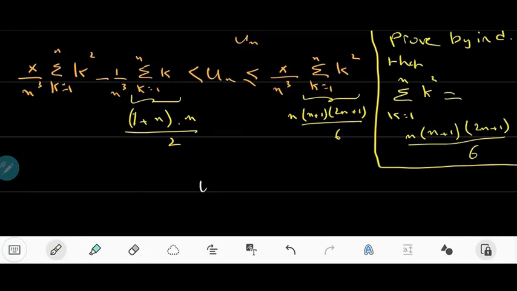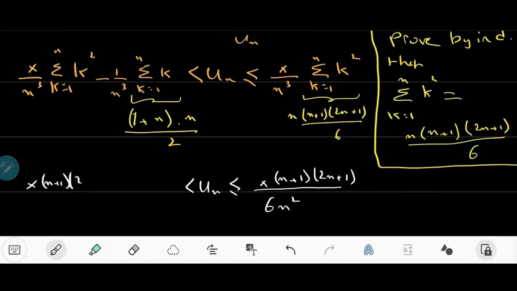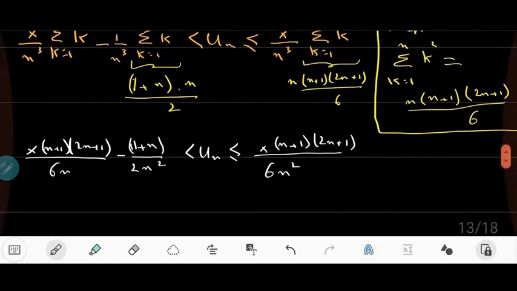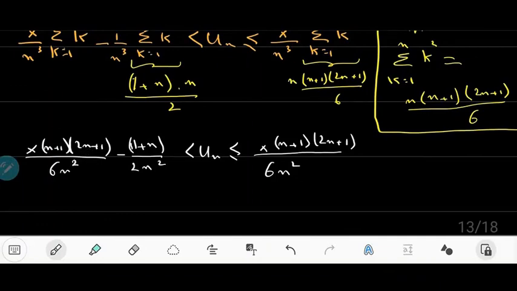So we replace everything. We will have un less than, on the right side, x over 6n squared, and in the numerator we have (n plus 1) and (2n plus 1), while on the left side we will have x times (n plus 1)(2n plus 1) over 6n squared for the first term, minus (1 plus n) over 2n squared for the second term.